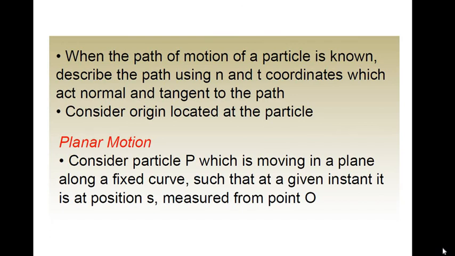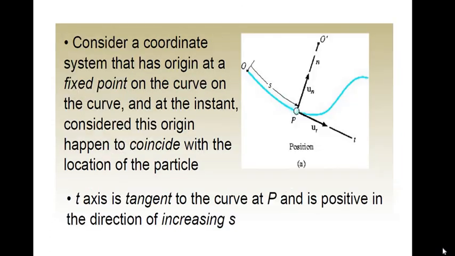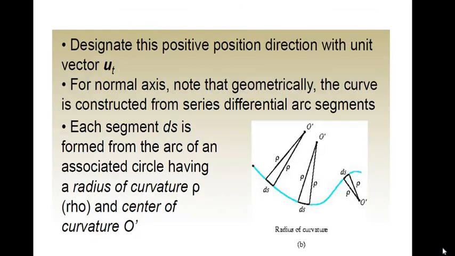In planar motion, consider particle P moving in a plane along a fixed curve such that at a given instant it is at a position s measured from point O. Now consider a coordinate system that has its origin at a fixed point on the curve, and at the instant considered this origin happens to coincide with the location of the particle. The t-axis is the tangent to the curve at P and is positive in the direction of increasing s, as shown in the figure. Designate this positive direction with unit vector ut.